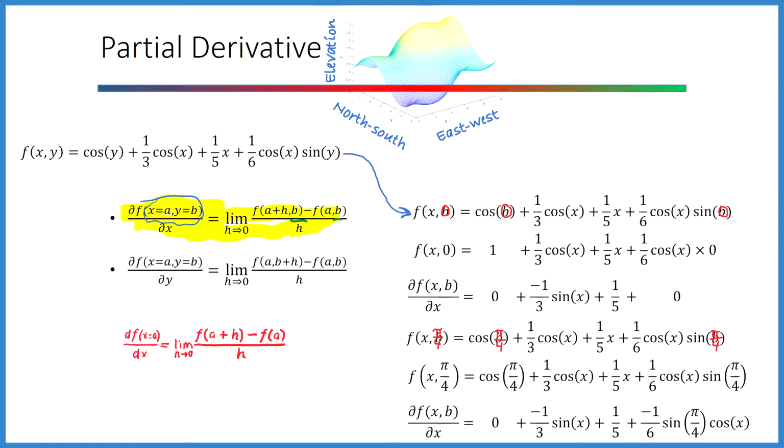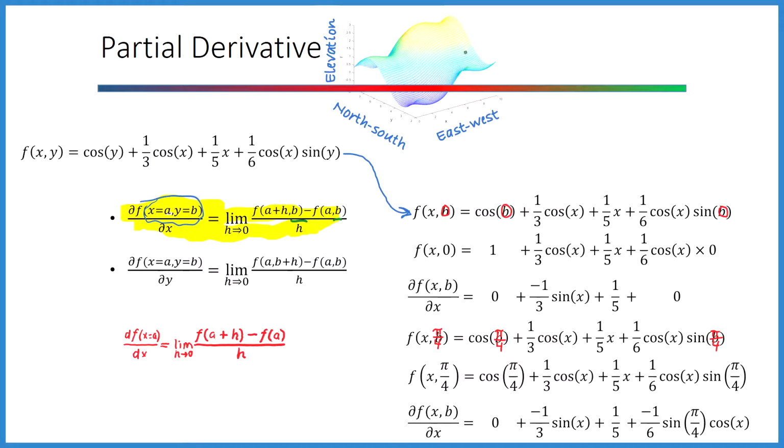Let's go through this piece by piece. Cosine of pi over 4 is simply a constant, so the derivative of a constant is 0. The derivative of cosine x is negative sine x, so the derivative of 1/3 cosine x equals negative 1/3 sine x. The derivative of 1/5 times x is 1/5. Next, we can remember that 1/6 times the sine of pi over 4 is just a constant, so we can multiply that constant by the derivative of the cosine of x, and the derivative of the cosine of x is negative sine of x.